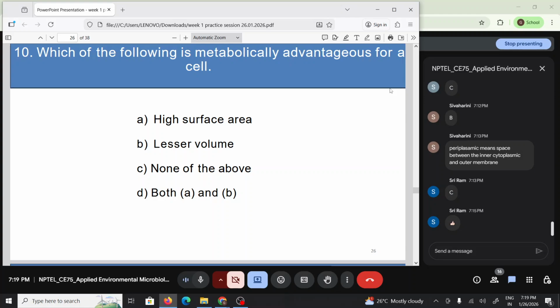So here you have to tell which of the following characteristics is metabolically advantageous for a cell. If possible, you can also state the reason.